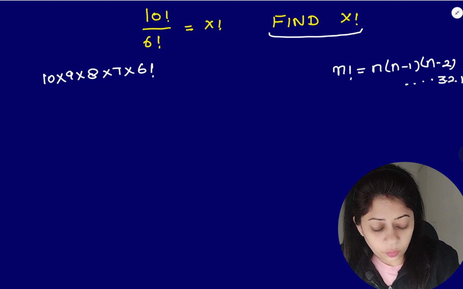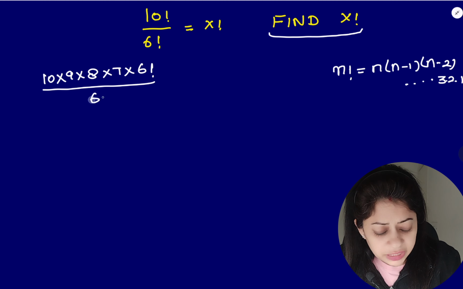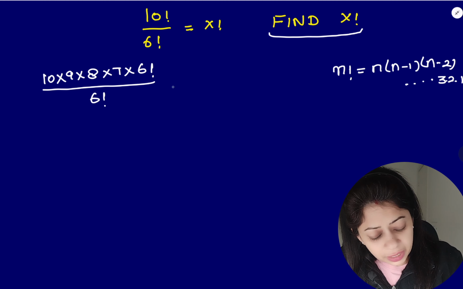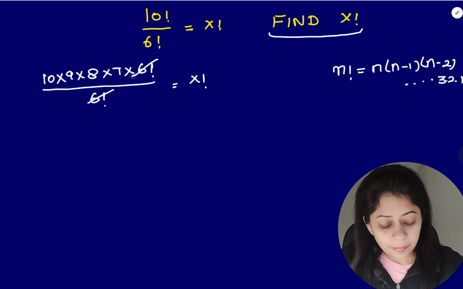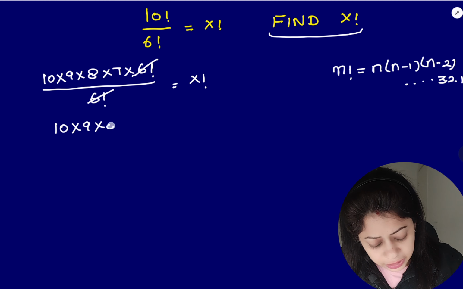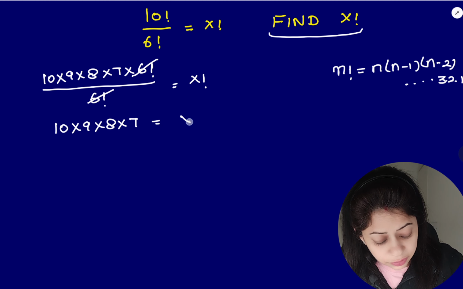We will leave it here. Why? Because we know we have 6 factorial in the denominator and it will cancel out, okay? And this is x factorial. Now we will cancel these two out, right? We got 10 times 9 times 8 times 7 is equal to x factorial.